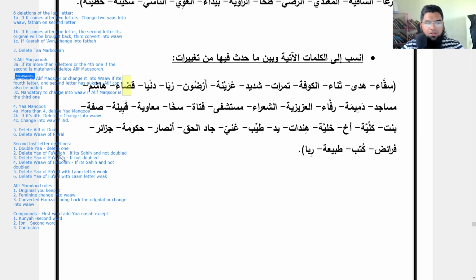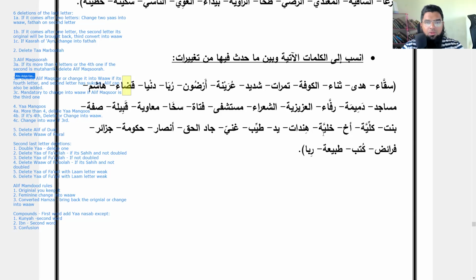Qabilah. Fa'ila rule applies here. Is it double? No, not double. So we can delete it. Qabali. Something related to tribe, tribal. And is it sahih? I say. Sifah, Sifi. Just delete the ta. Bint, binti, and girly. Kulliyah, kulli, collegial. Akhun, you have to bring it back. So akhavi, brotherly. Because in duals we do it, no?